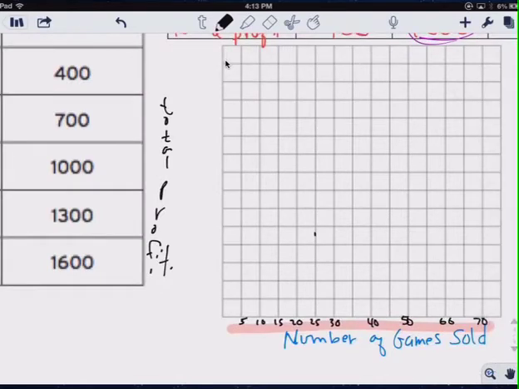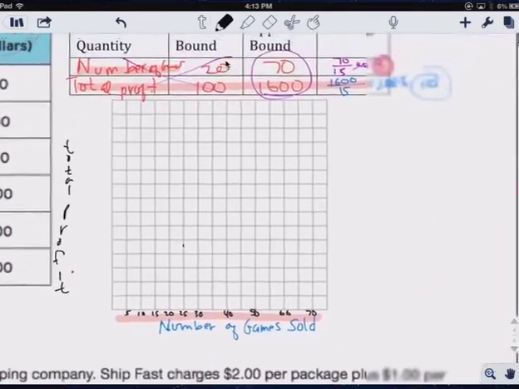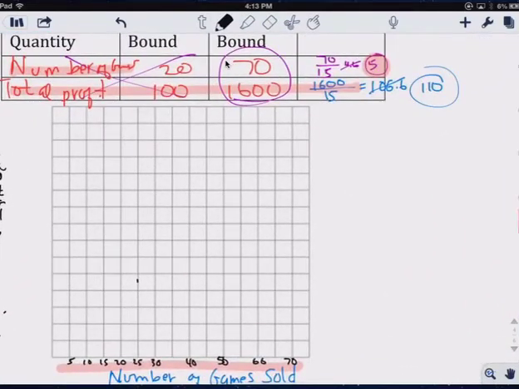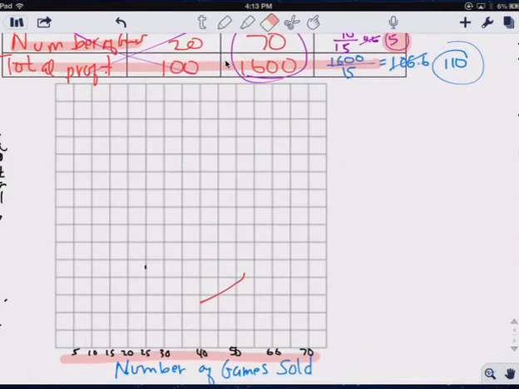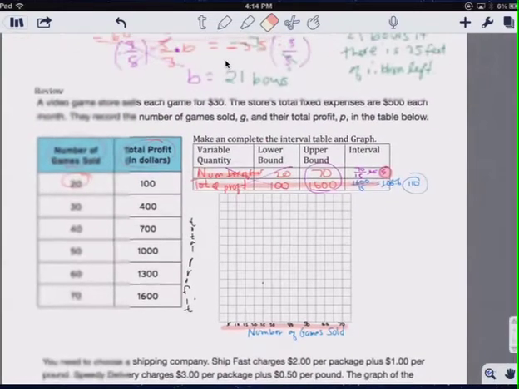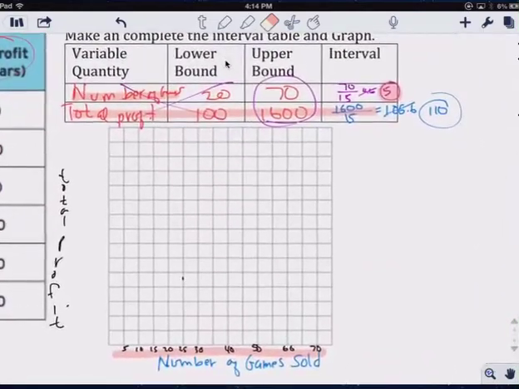Total profit, all right. I'm going to count by 110. That's easy enough. Generally, you don't do that. You go 100, 200, 300, 400.